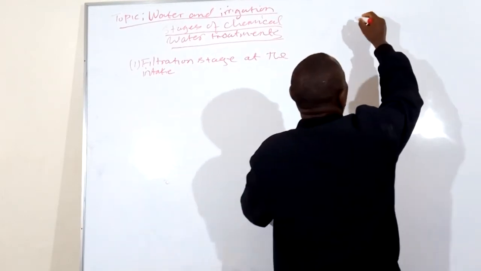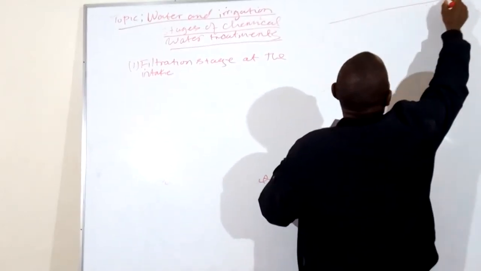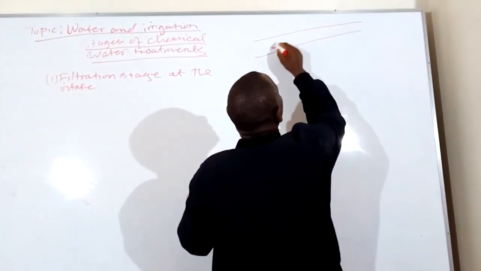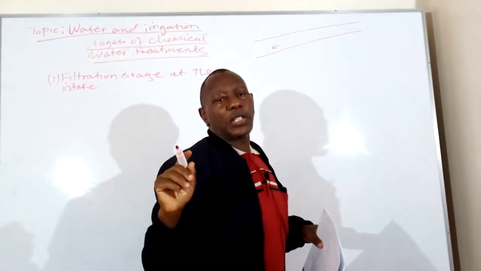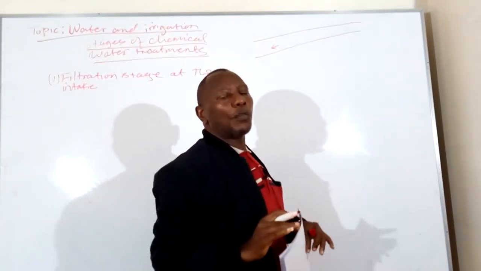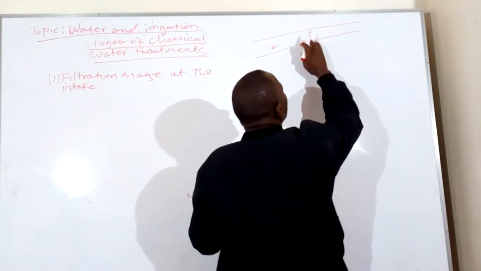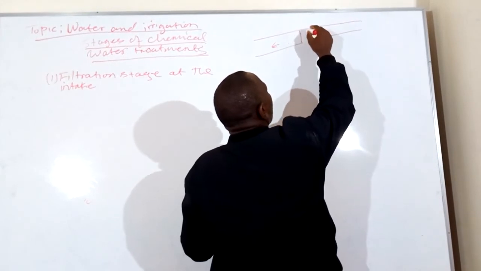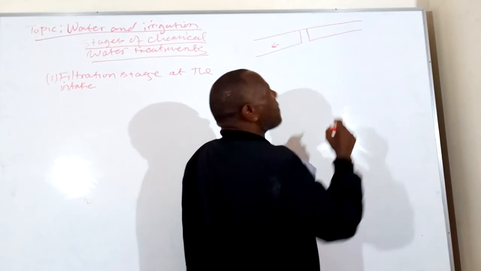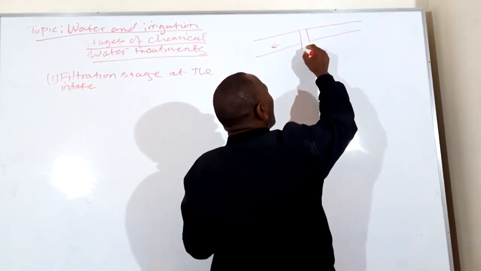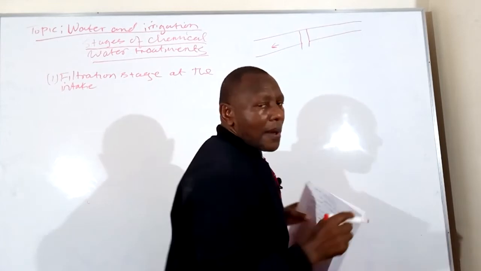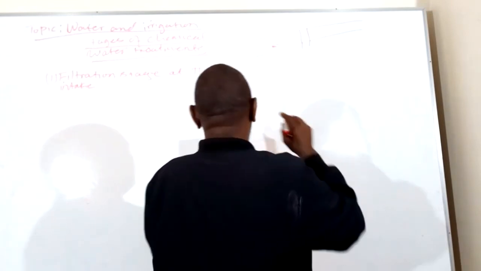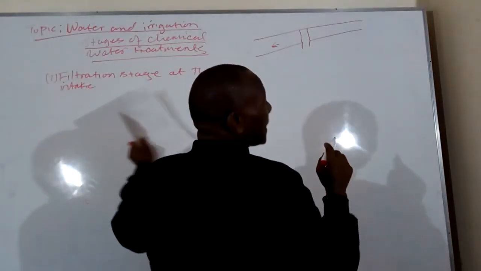Water is usually diverted. If we assume that this is the river, and our river is flowing in this direction, the first thing is that the company or the people involved will create an intake. They create an intake by sometimes blocking part of the river or the whole of the river, and then divert it into a section here whereby they will carry out that first stage. And the first stage is about filtration of water at the intake.